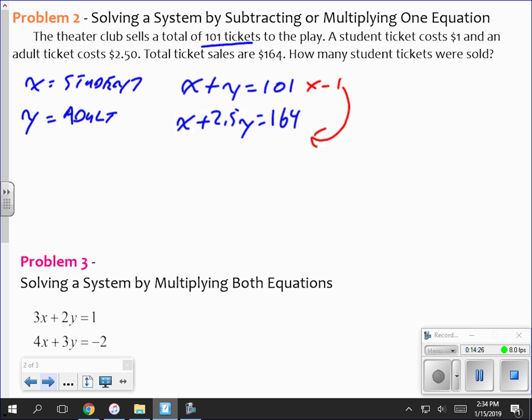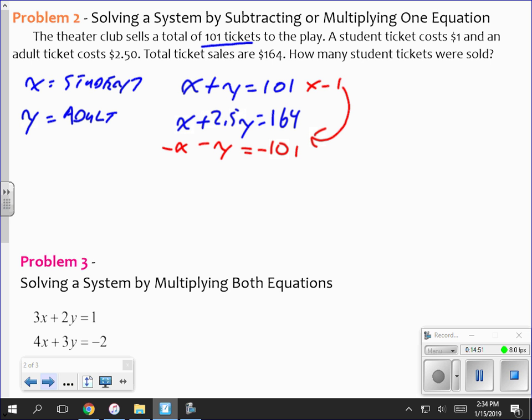So -1 times x gives me -x. -1 times y gives me a -y. -1 times 101 is -101. You see what I did there? I just multiplied by -1. When you multiply by -1, you just change the sign of everything.